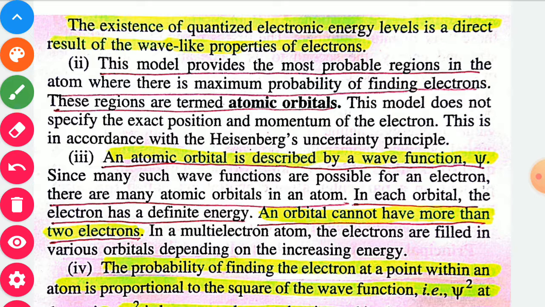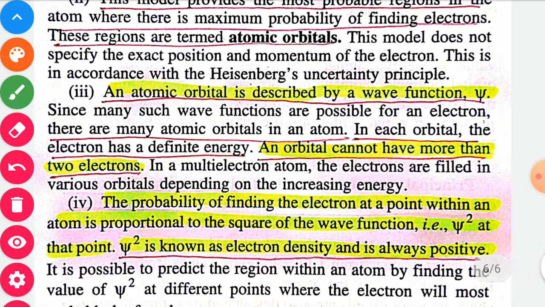An orbital cannot have more than 2 electrons, meaning in one orbital a maximum of 2 electrons can be accommodated. In a multi-electron atom, the electrons are filled in various orbitals depending on increasing energy. The probability of finding the electron at a particular point within an atom is proportional to the square of the wave function, psi square. Means the probability of finding the electron is directly proportional to psi square at that point.